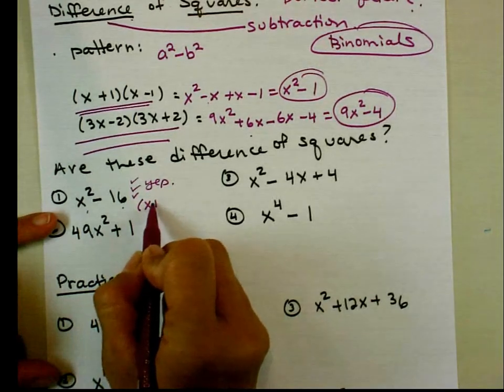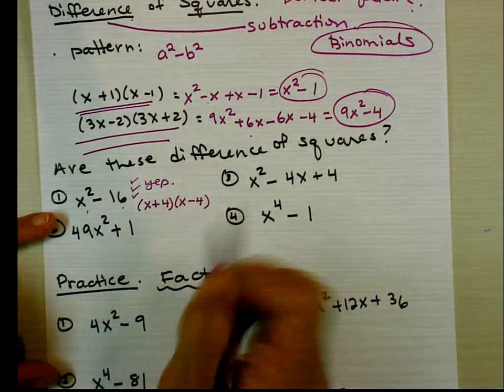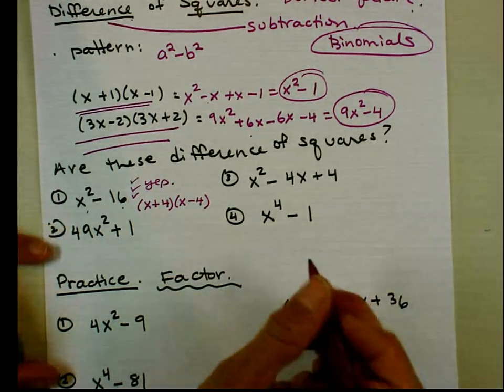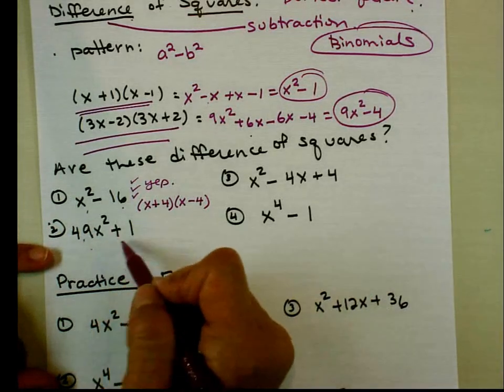Right, x plus 4 times x minus 4. Okay, or likewise, x minus 4 times x plus 4. Either way. Number 2, 49x squared plus 1.